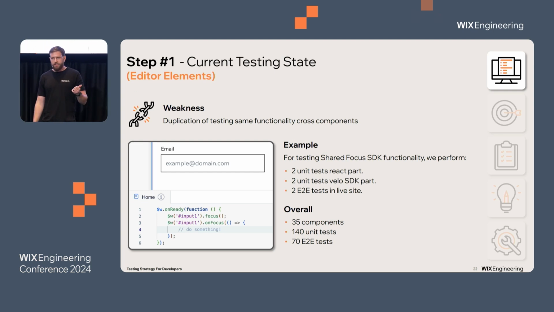So to test this functionality, we need to have 2 unit tests for React, 2 unit tests for the Velo SDK, and 2 end-to-end tests that test the focus and non-focus in a live site, and multiply it by 35 components which implement this shared functionality. So overall, you have 130 unit tests and 70 end-to-end tests that basically all do the same thing, just test the focus and non-focus functions.